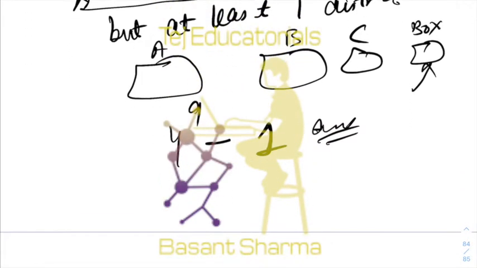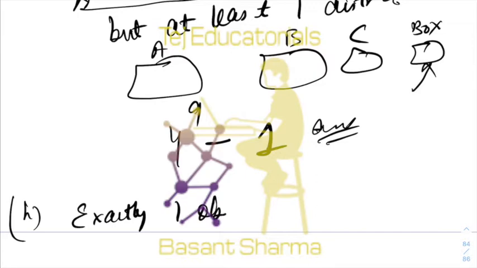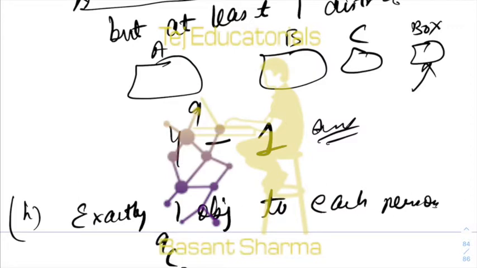Then the last part would be if I ask that exactly one object goes to each person. Then this is simple. First of all, select three objects which you want to give to each of the 3 persons, and then arrange them in 3 factorial ways. So this would be our answer.